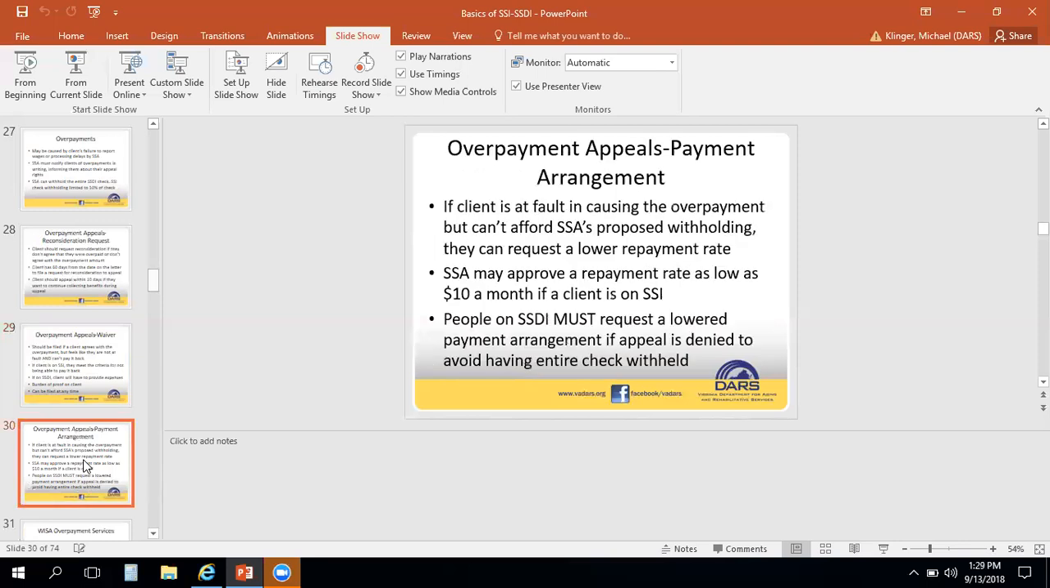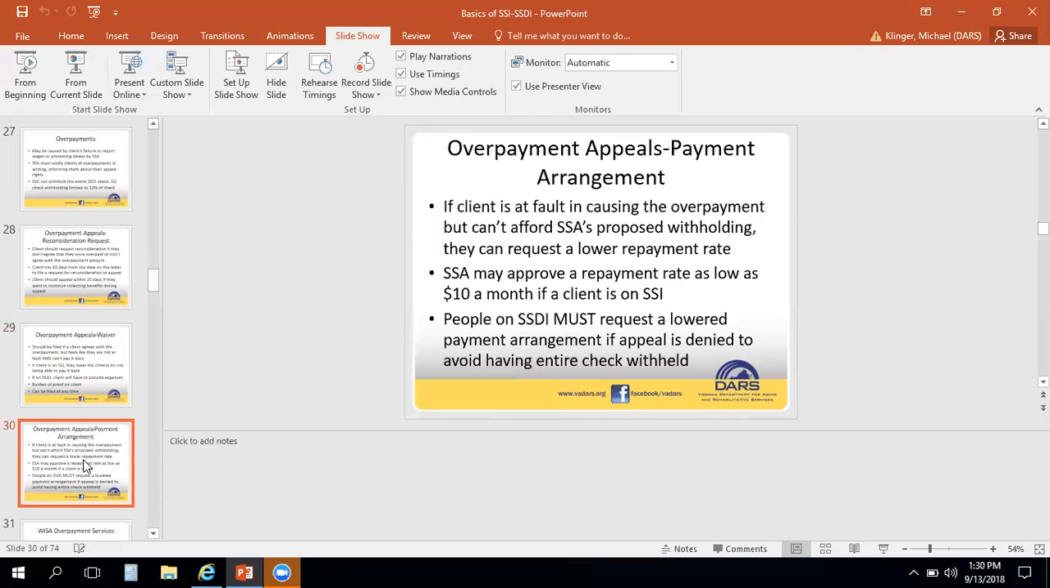The final part of the appeal is a payment arrangement. So this should only be agreed to if the client agrees that they're at fault in causing the overpayment, like in a situation where they say, yes, I agree I'm overpaid because I didn't tell you I was working in a timely manner. So if they agree that they're overpaid, but they can't afford to have their benefits withheld to pay the overpayment back, they can actually go to Social Security and request a lower payment arrangement.